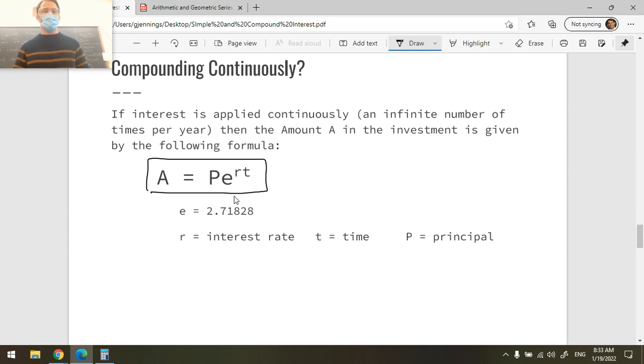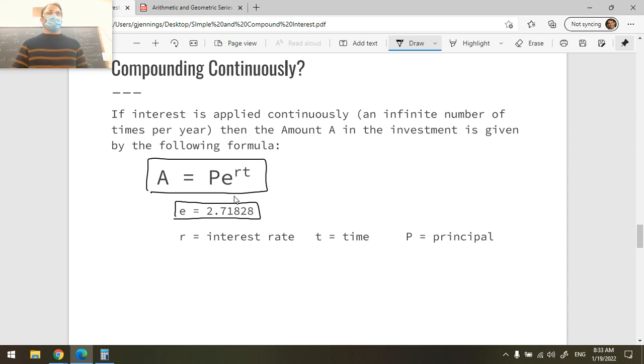This is the first time in your math career that you've probably seen the number E. Anyone know this number E? No. It's a constant like pi. It's a real number, and it's a real fancy number. It is 2.718, blah, blah, blah. If you use 2.72, that would be a pretty good approximation for our purposes.